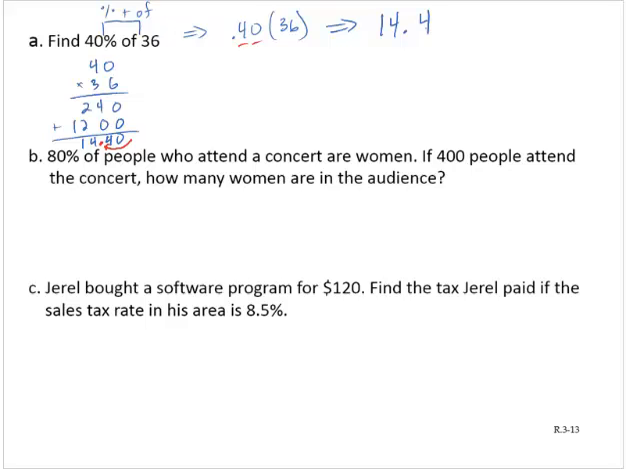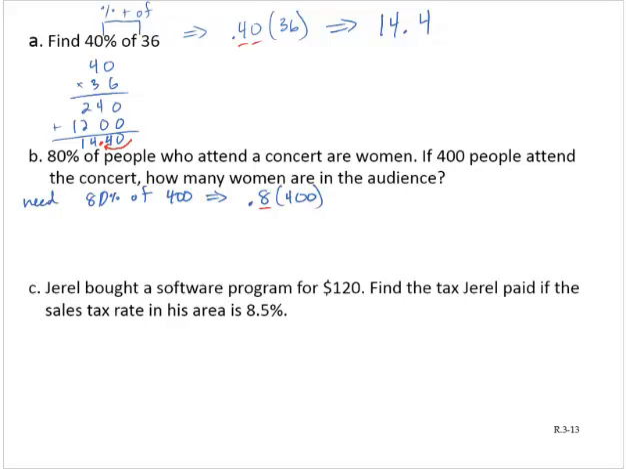80% of people who attend a concert are women. If 400 people attend the concert, how many women are in the audience? Well, we know that it's 80% of the people that attend the concert. So we need to find 80% of 400. Translating that to an algebraic statement would be 0.8 times 400.